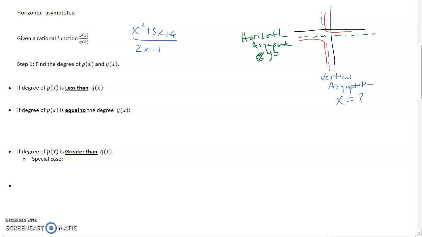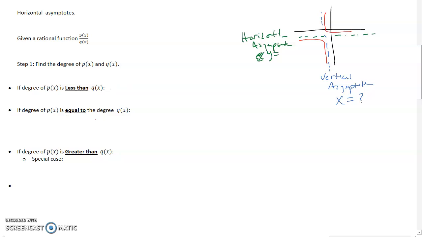The first thing that we want to do is find the degree of p of x and q of x. In this case, the degree of the numerator would be 2, and the degree of the denominator would be 1. Now, I'm going to erase this, and we're going to look at the three different cases, because these degrees, either the top one's greater than the bottom one, or the bottom one's greater than the top one, or they have degrees that are equal. Depending on these situations, we're going to have different things happen for our horizontal asymptote.